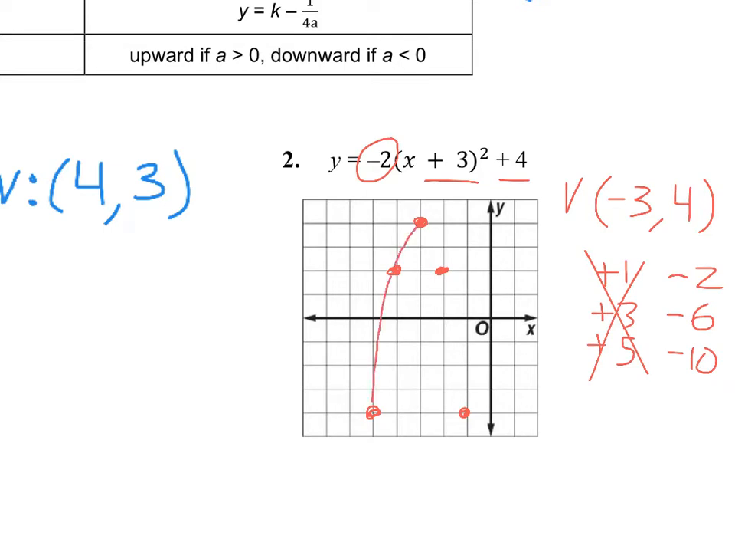So the pattern of the parabola is just the odd numbers multiplied by the a value. For number 1, the a value is 1, so we just went up 1, up 3, up 5. For number 2, the a value is negative 2, so we take the odd numbers and multiply them all by negative 2.